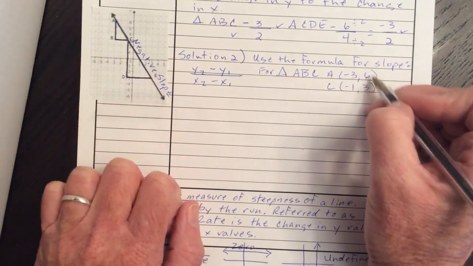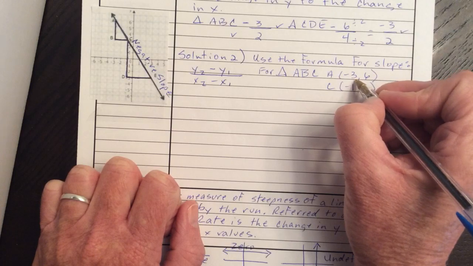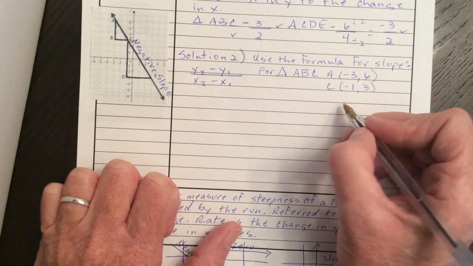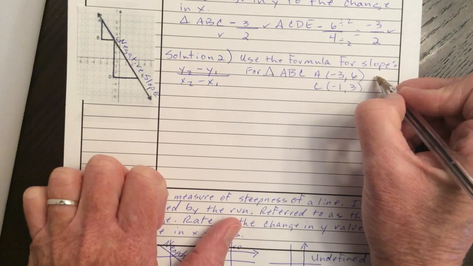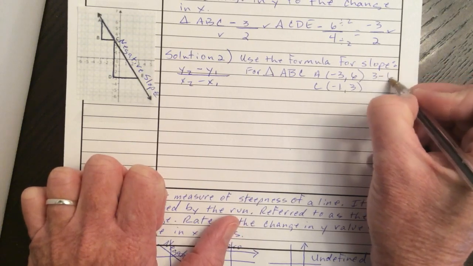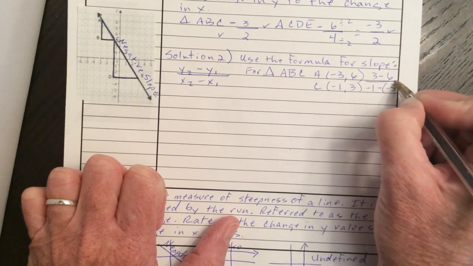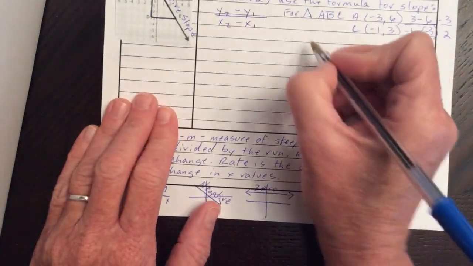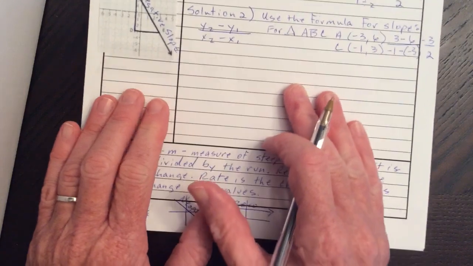Okay? Now we put these in the form. This would be our x1, x2, y1, y2. And then we would do the math, and this one would be -1 minus a -3, and we should get -3 over 2. Like I said, this is my least favorite way of doing this. I prefer to find slope with rise over run or the calculator.